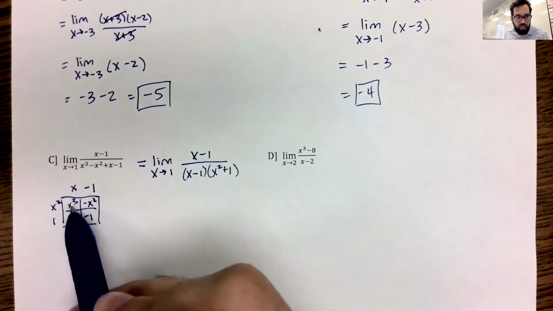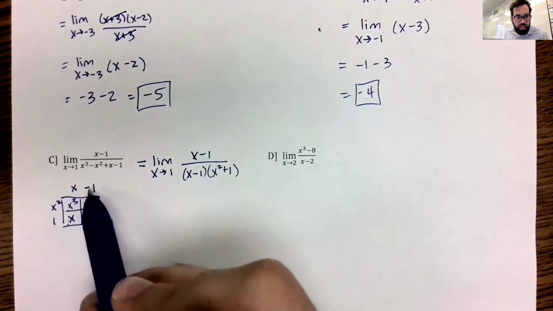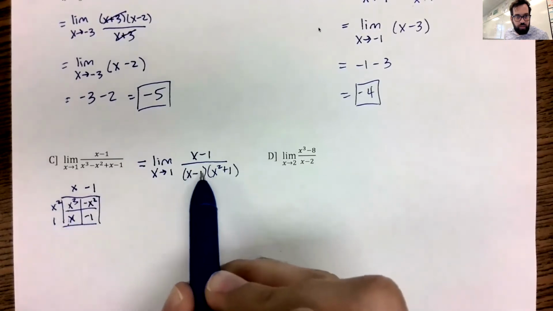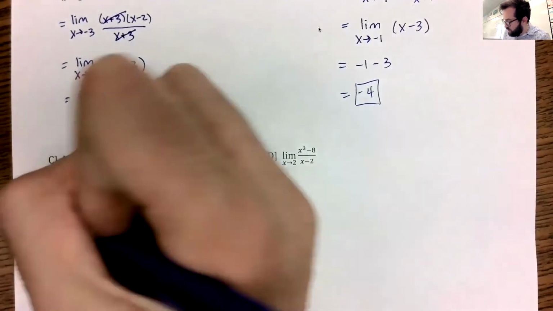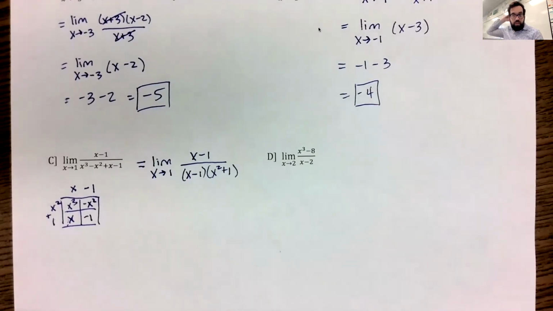So x times x squared is x cubed. X squared times negative 1 is negative x squared. X times 1 is x. Negative 1 times 1 is negative 1. So we got x minus 1 as our first factor, and x squared plus 1 as our second factor. I can write a little plus here. So that's one method to do that if you didn't know how. So that could work. But let's keep going.